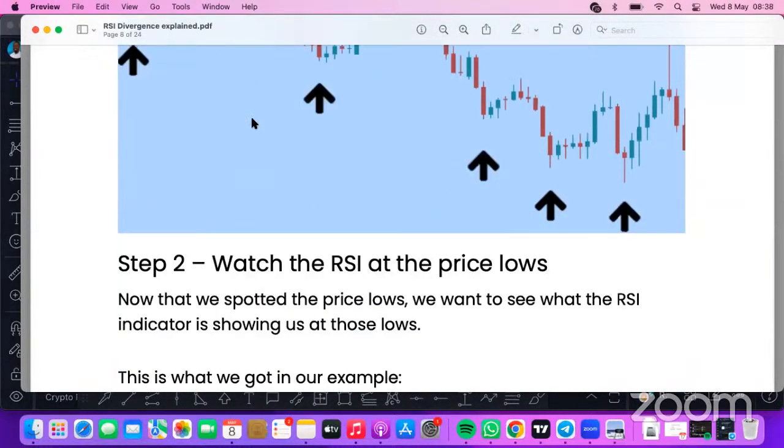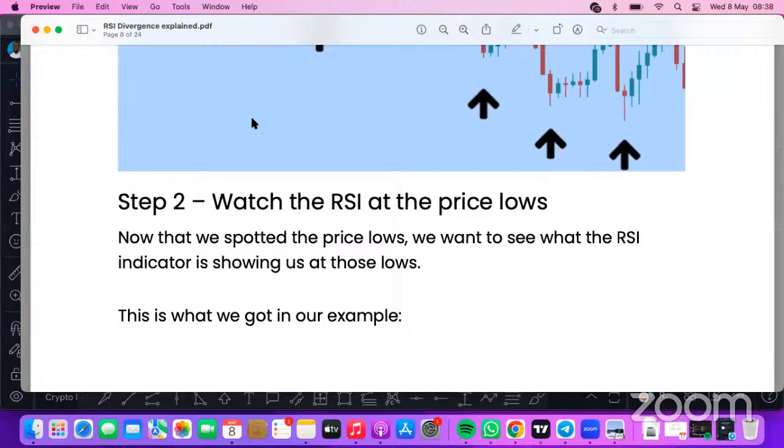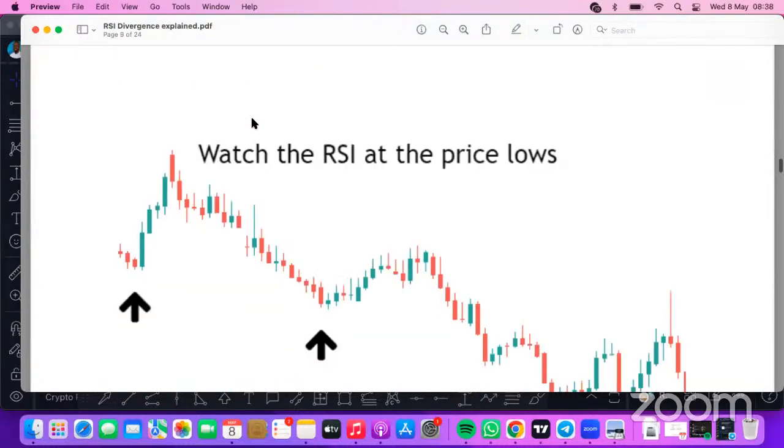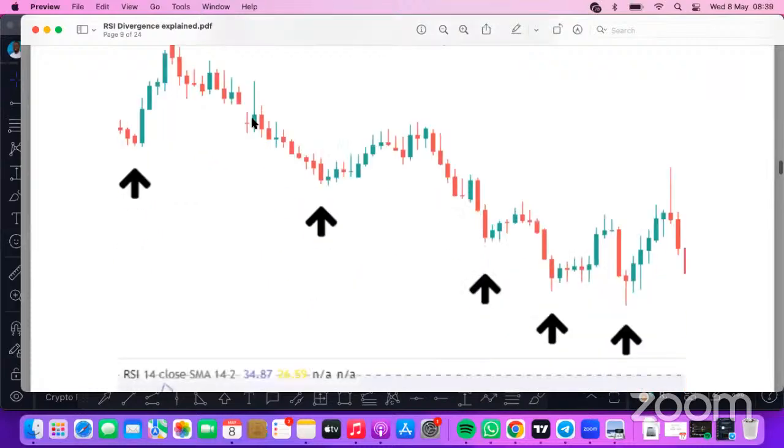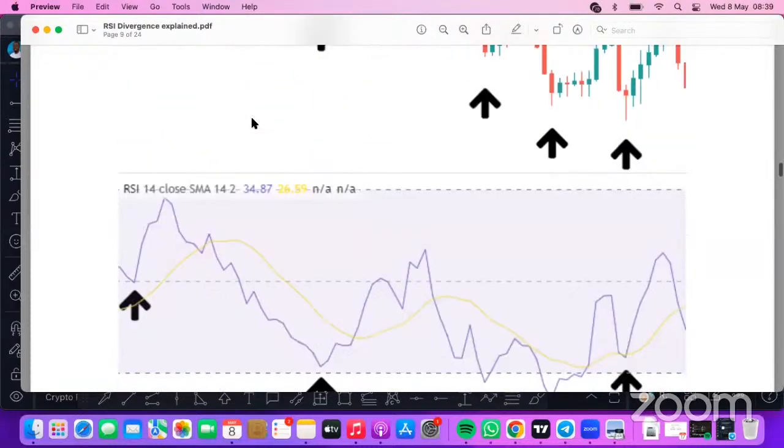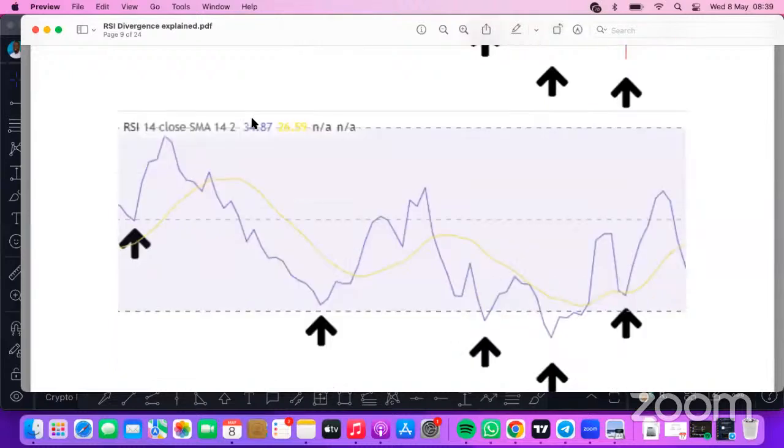Okay. Now, watch the RSI as prices are low. So now you have identified a downward trend. Now that we have spotted these price lows, we want to see when the RSI indicator is showing us those lows. Look at this, guys, very clearly. Do you see? Now I want you to watch the RSI. Can you see the RSI? Do you see how it's forming those lowest points?